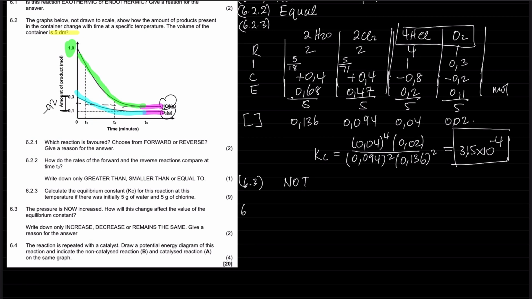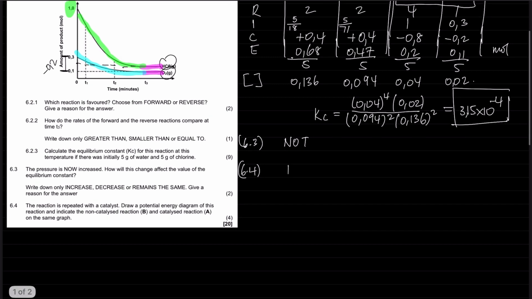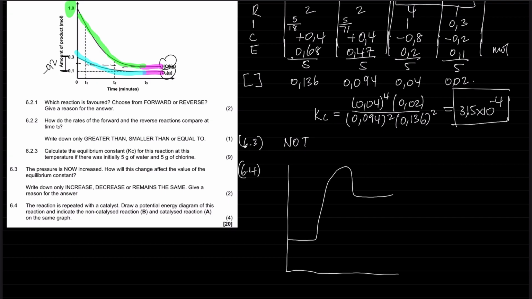Next question, question 6.4. The reaction is repeated with a catalyst. Draw a potential energy diagram for this reaction and indicate the non-catalyzed reaction. Okay, so potential energy graph for an endothermic reaction looks like this. They wanted the non-catalyzed graph to be labeled B, and that means the catalyzed graph we'll label as A. Remember, when you use a catalyst, the only thing that changes is the activation energy, which is decreased. We represent it like this using a dotted line. So that is going to be A.